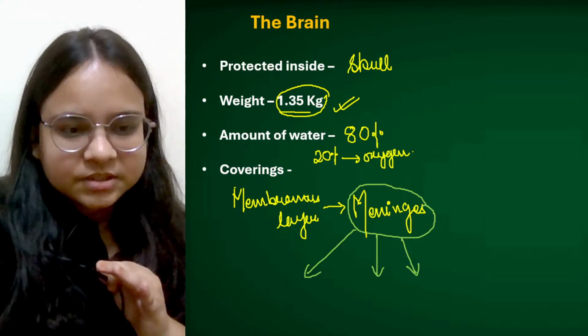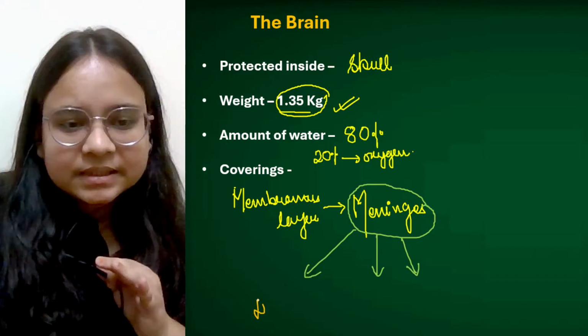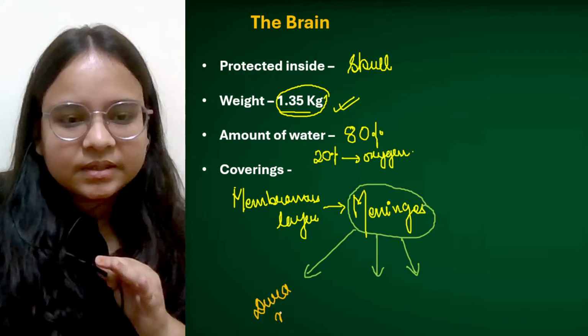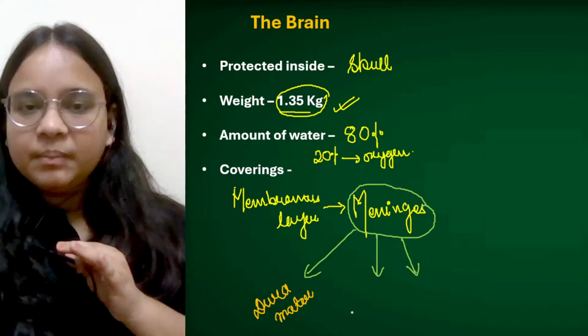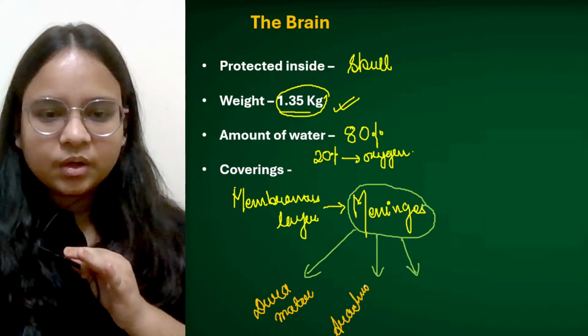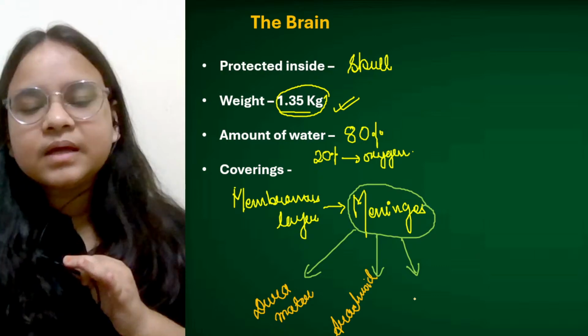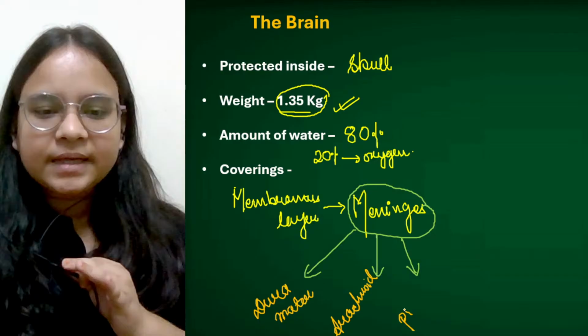So what are those? The outermost is called the dura mater. The middle layer is called the arachnoid. And the innermost layer, which is in contact with the brain tissue, is called the pia mater.